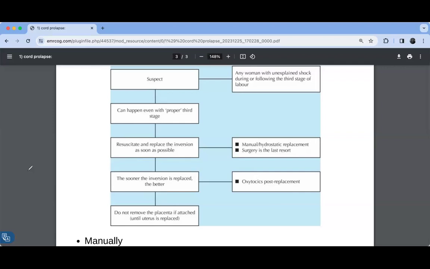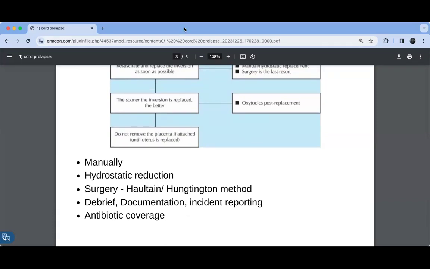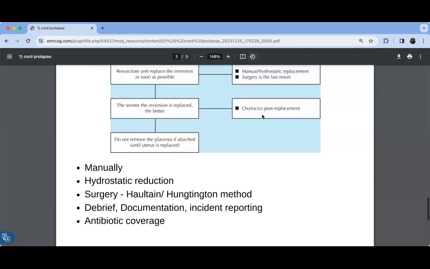So I need to act first on the uterine inversion, because you will never control the PPH unless you replace the uterus, right? You need the replacement first. The replacement again could be manual, by hydrostatic reduction, or by surgery, or you will do a combination of these if one method is not working. You need debrief, documentation and incident report, and for that you have covered, so well done. And antibiotic coverage, yes, you did this. So yes, my dear, you have covered this emergency nicely.